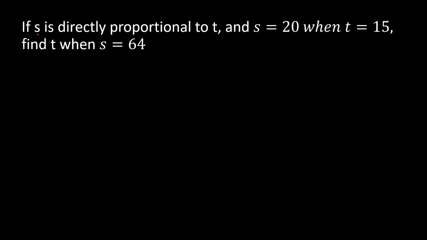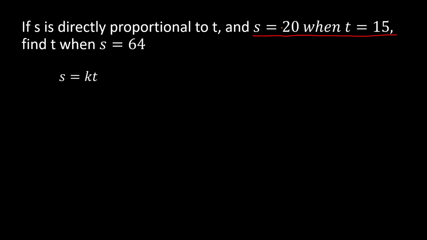So here we have s is directly proportional to t. So the first part of this is going to be setting up my equation. Well, directly proportional means k times something. So we have k times the t. So my equation would be s equals k times t. And then what I do is I find k given the first set of data. So right here, s is 20 when t is 15.